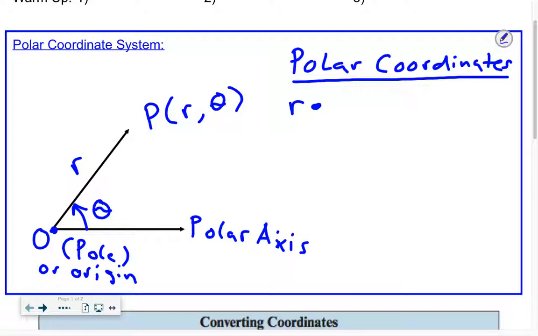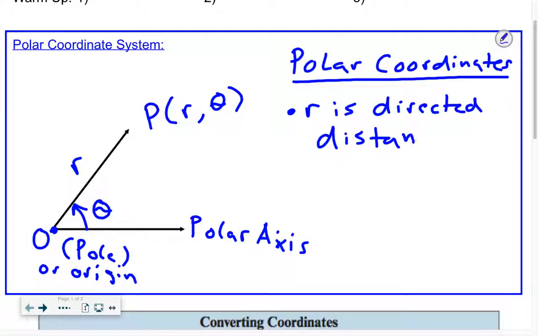R again is the directed distance. Theta, as always, is the angle, or directed angle.